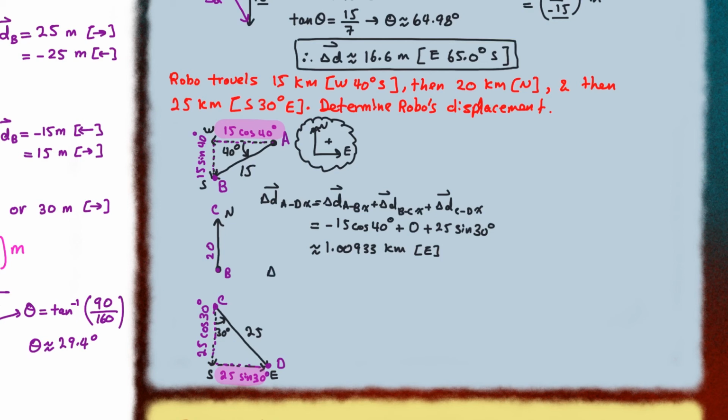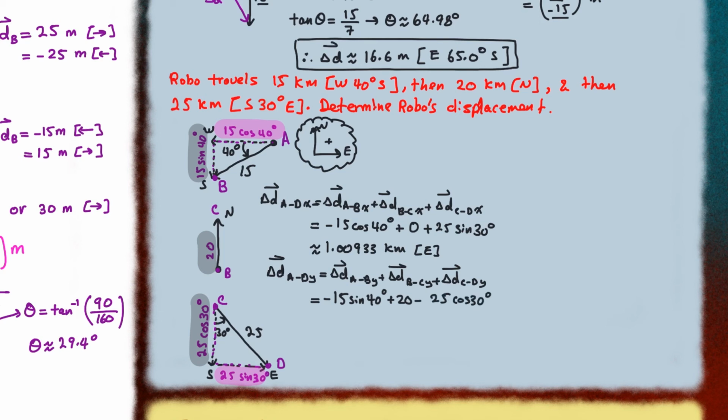We will use the same idea in the y direction, so the total displacement in the y direction is displacement from A to B plus B to C plus C to D, all of them in the y direction. For A to B, it's the opposite direction to our positive, so it's going to be negative 15 sine 40. For B to C, it's in the same direction, so it's plus 20. And for the very last one, it's in the opposite direction, so it's negative 25 times cosine of 30. And they all add up to approximately 11.3 kilometers in the north direction.